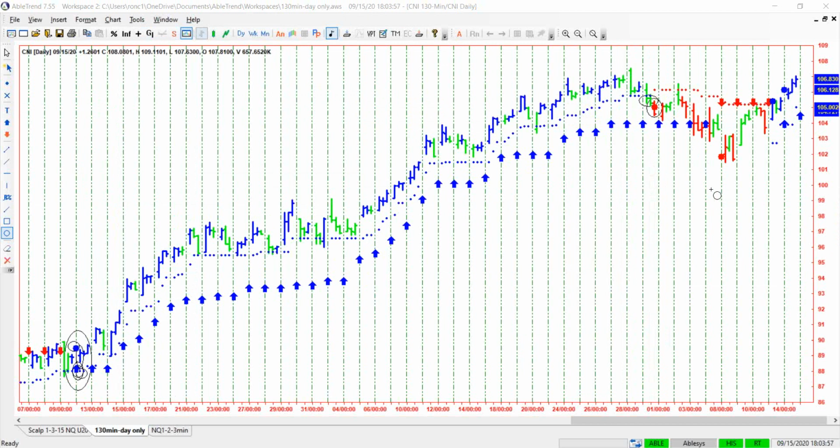especially for an option trader, because this is a great chart for option traders. I love this 130-minute daily. Great for swing trading. And then the buy signal came back in again here yesterday.